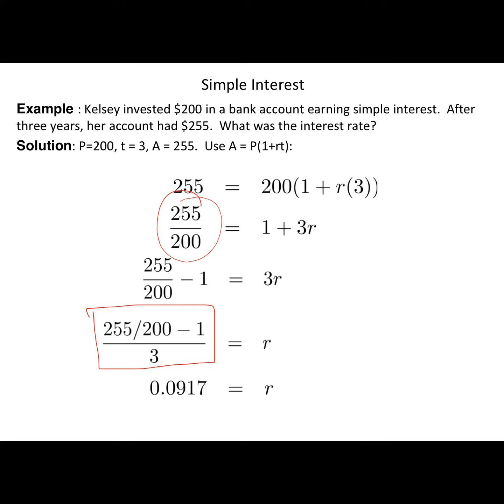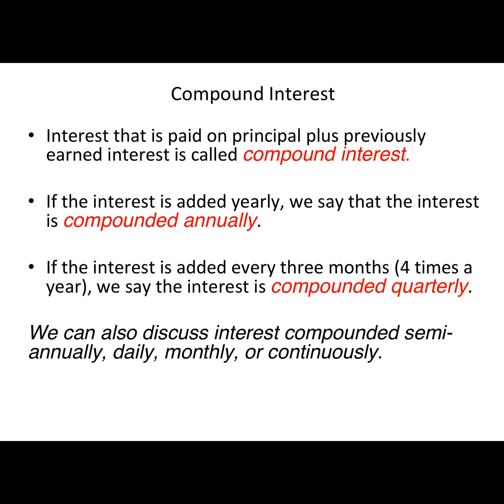0.0917 is what I get. So when we give our answer for the rate, we should always convert back to a percent. That means I need to move the decimal 2 places to the right. So the rate was 9.17%. Okay, so that's simple interest.